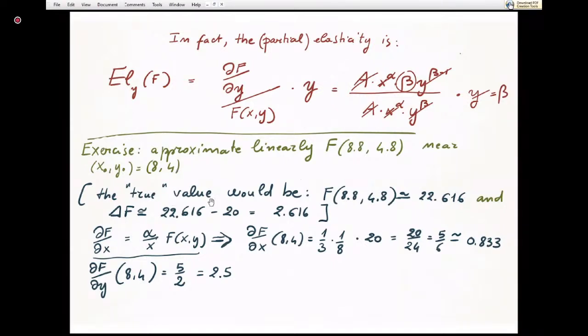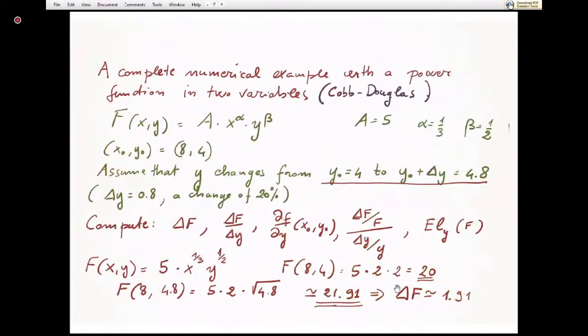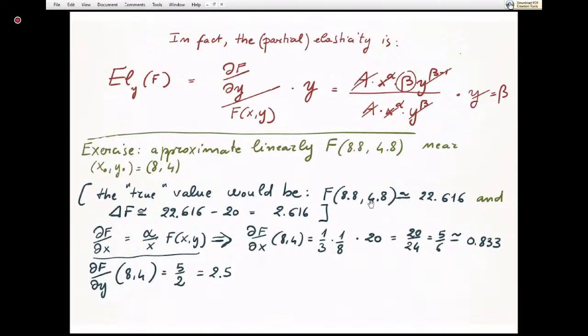What would be the true value of the new output value? The initial output level was equal to 20, right? F of 8, 4 is 20. The new output level, I can compute it directly, F of 8.8, 4.8 is 22.616. So what is the output change? It's delta F equal to 2.616.